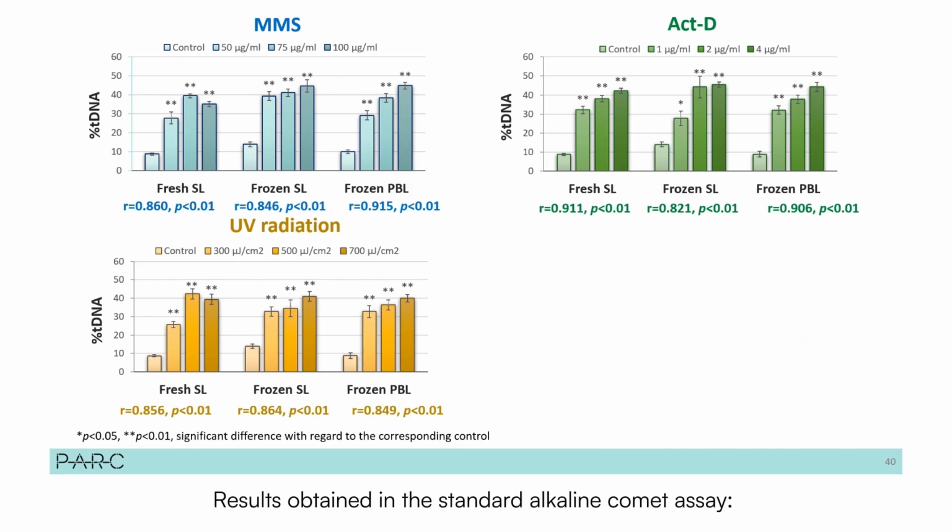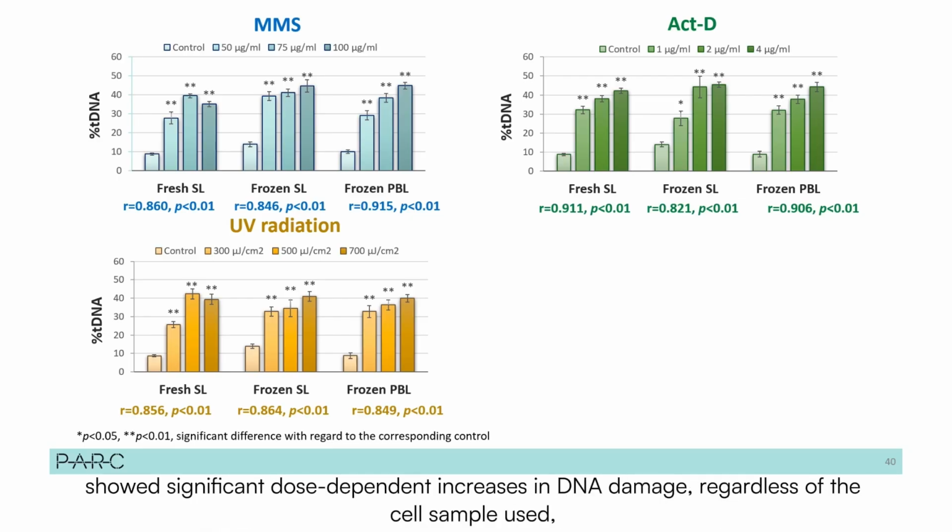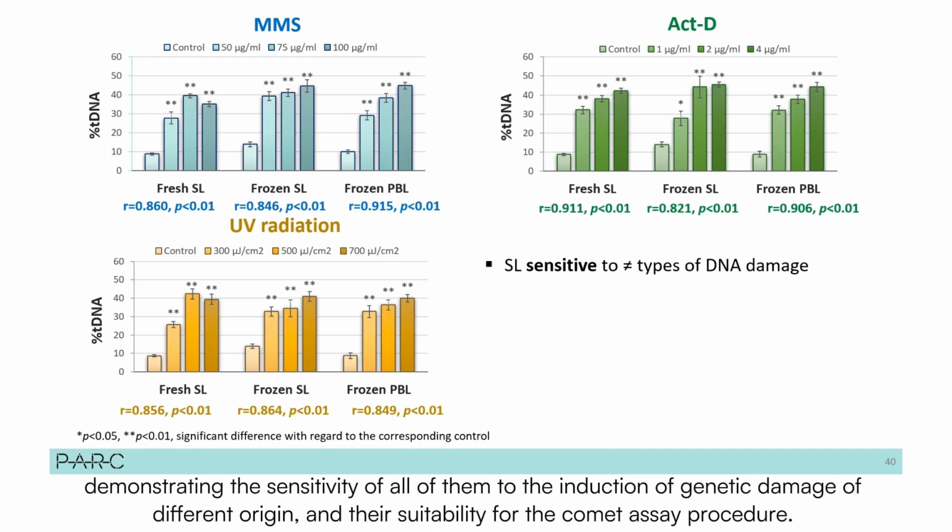Results obtained in the standard alkaline COMET assay. In all cases, fresh and frozen salivary leukocytes and blood leukocytes, cells exposed to the 3 agents inducing primary DNA damage showed significant dose-dependent increases in DNA damage, regardless of the cell sample used, demonstrating the sensitivity of all of them to the induction of genetic damage of different origin and their suitability for the COMET assay procedure.